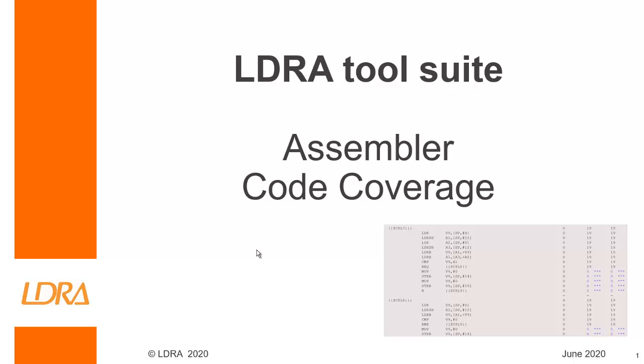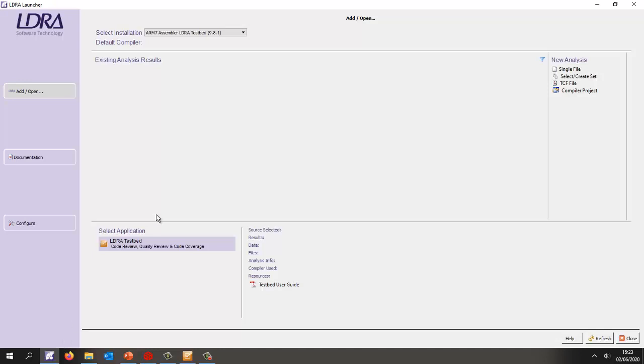Hello, this video is going to show how we can measure code coverage on assembler code. What I want to be able to do is to execute some assembler code, and as it executes, I want to find out which lines of code have we executed, and more importantly which lines have we not executed. Now I'm going to be using the ARM7 assembler in order to be able to show this.